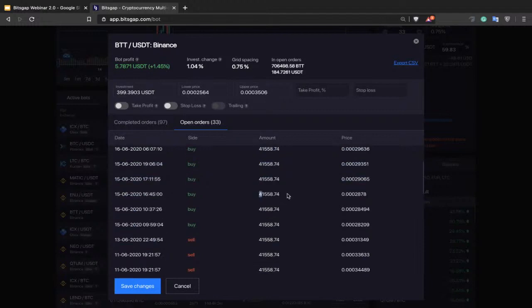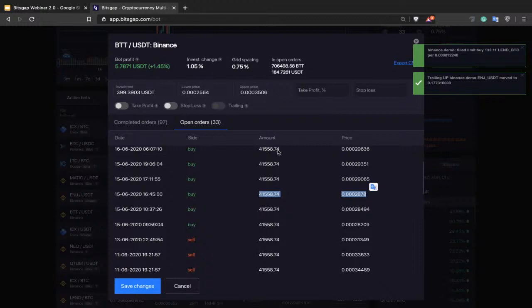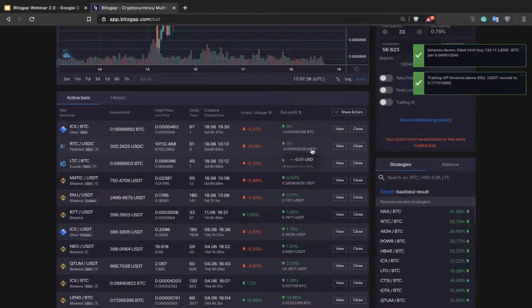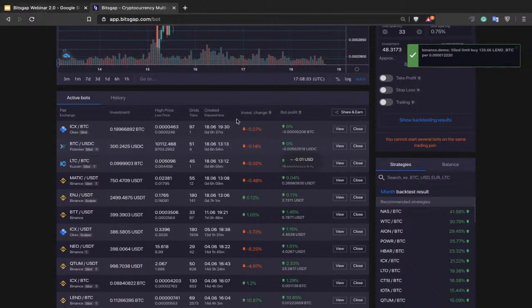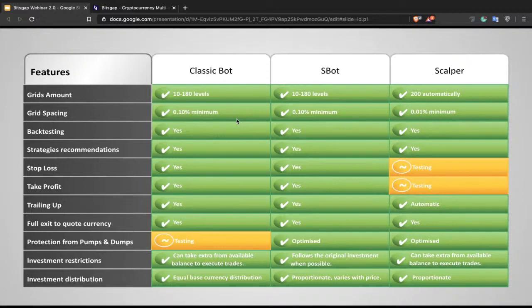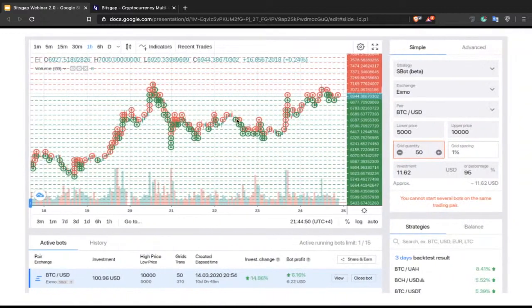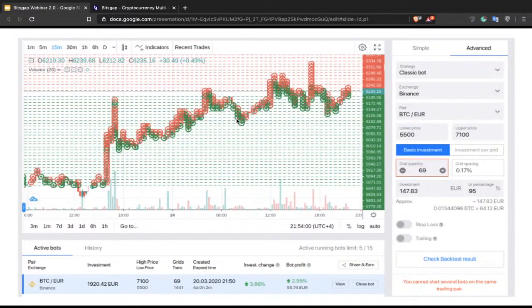Whereas the investment allocation is different. And in S-bot, we have proportionate investment allocation, in a way that you have equal investment buyouts from the market. So yeah, mainly technical differences. Here are some examples of, in this case, the S-bot with trailing up function on, added value 6%, total investment change 14%. Yeah, just some examples.